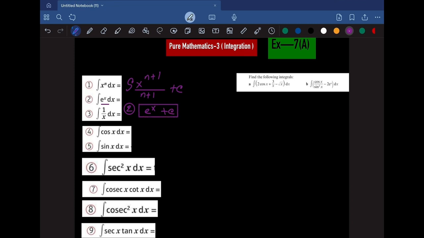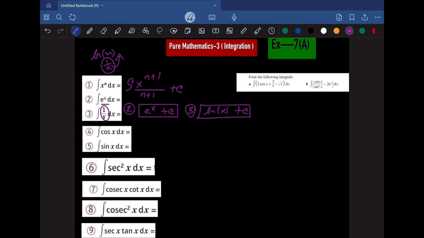Now the third part you can see 1 divided by x. Whenever we differentiated ln x, we used to write it as 1 by x, right? Now integration is the reverse process of differentiation. So 1 by x becomes ln x. Whenever we see 1 by x, we will write it like this: ln x plus c.